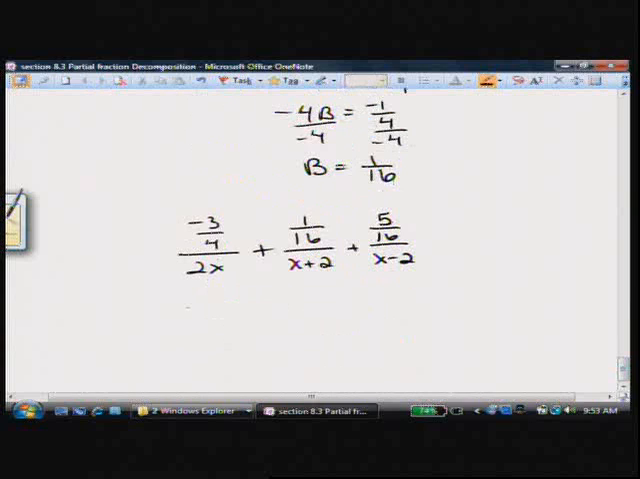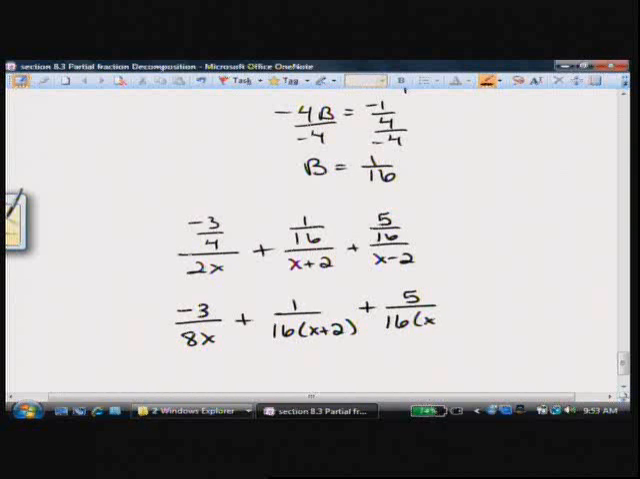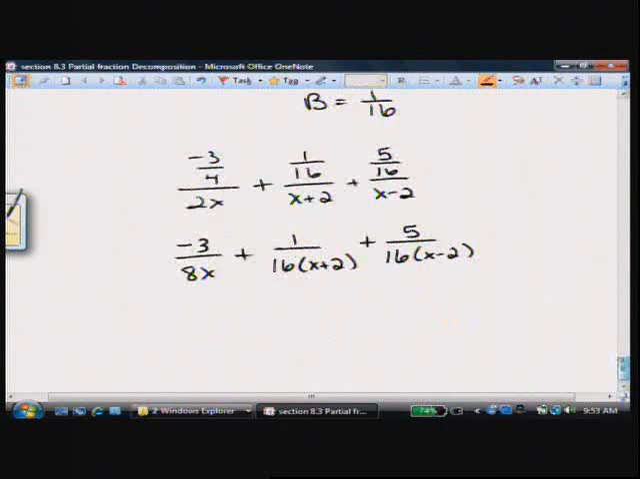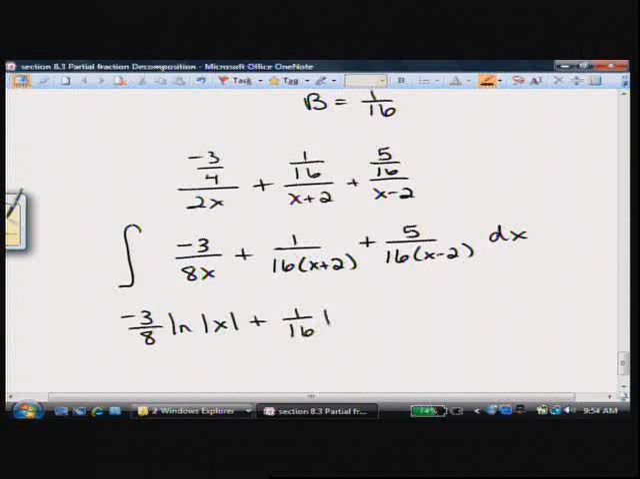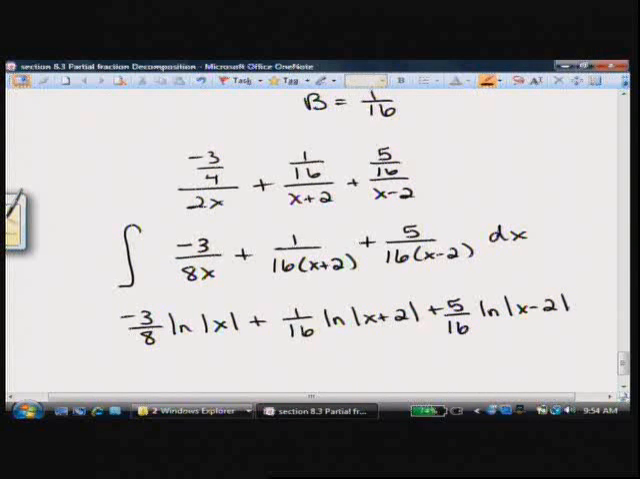Okay, and so then just cleaning this up, this is negative 3 over 8x plus 1 over 16 times x plus 2 plus 5 over 16 times x minus 2. And then all you have to do is integrate this. And it's really not that bad. This will be negative 3/8 ln absolute value of x plus 1/16 ln x plus 2 plus 5/16 ln x minus 2 plus c.